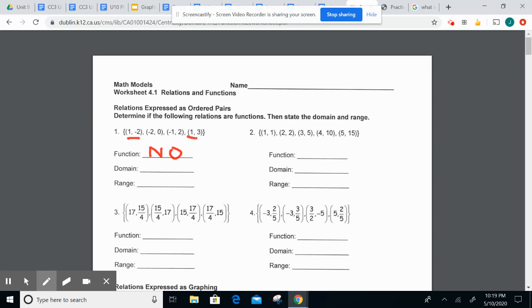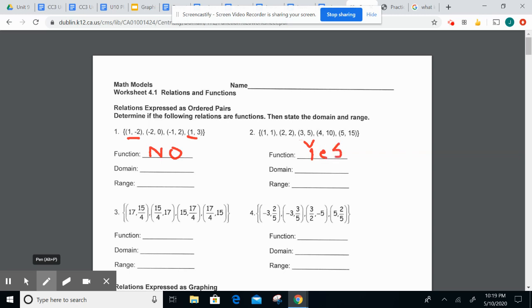Let's take a look at number 2. 1, 1, 2, 2, 3, 5, 4, 10, 5, 15. And what you're looking for is just the x's. When we put in a 1, we get a 1 back. When we put in a 2, we get a 2 back. When we put in a 3, we get a 5, 4, 10, 5, 15. There are no repeat x's. Every time we put in those numbers, the only thing coming back is a specific number tied to that one number. So yes, this one is a function. So when it comes to points, you're just looking for, are there any repeats?